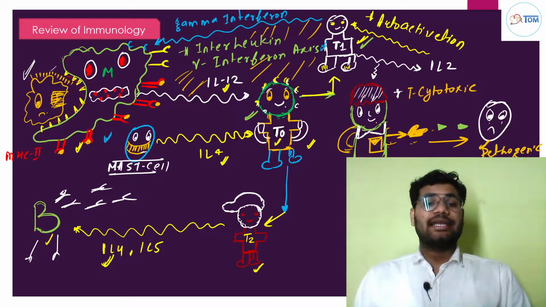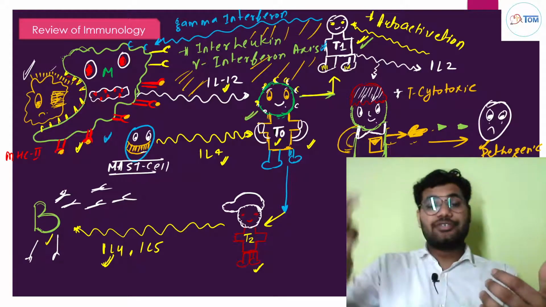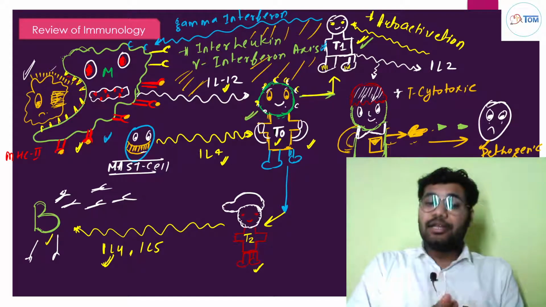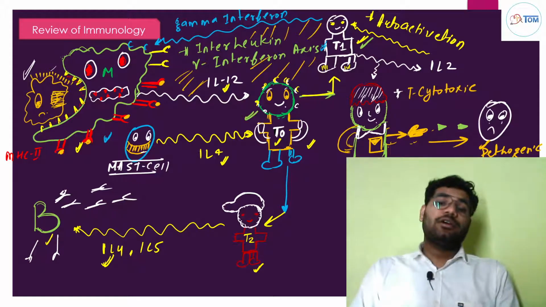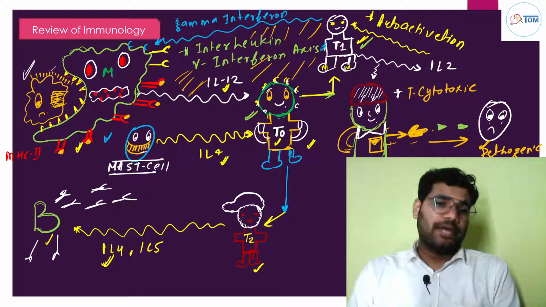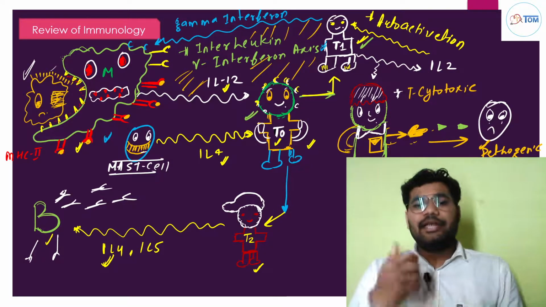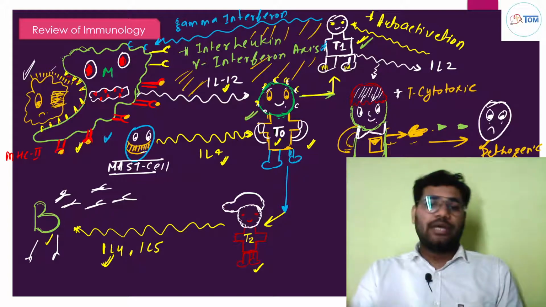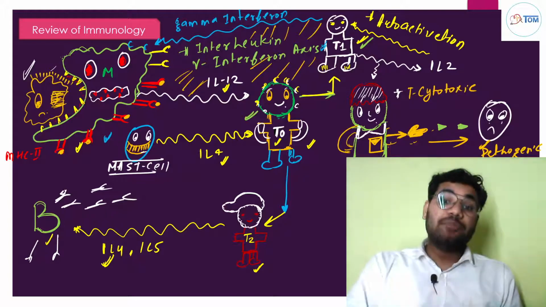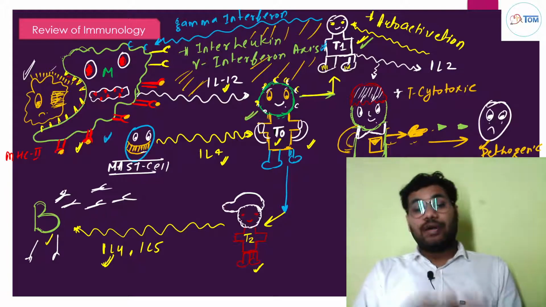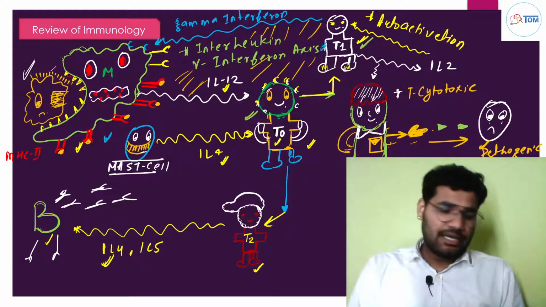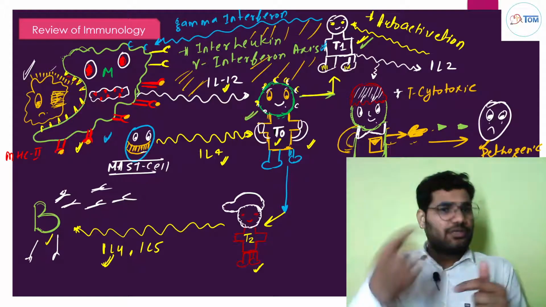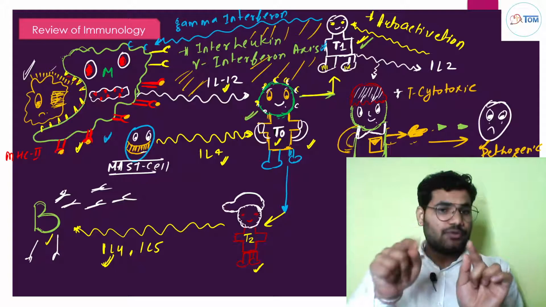Now what exactly happens, guys? This T naive cell can transform either into T helper 1 or T helper 2, depending on what kind of interleukin it is acted upon by. If it is acted upon by interleukin 12, it transforms T0 into T helper 1. T helper 1 then releases IL-2. We can remember it like that: IL-12 has 1 and 2, so it activates T0 into T1. IL-12 means it has 1.